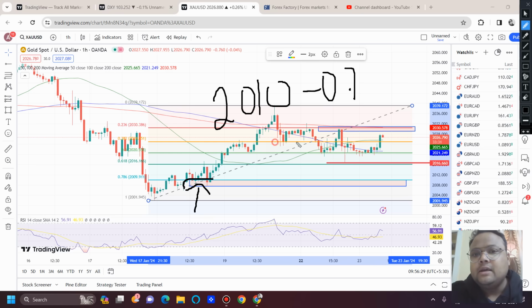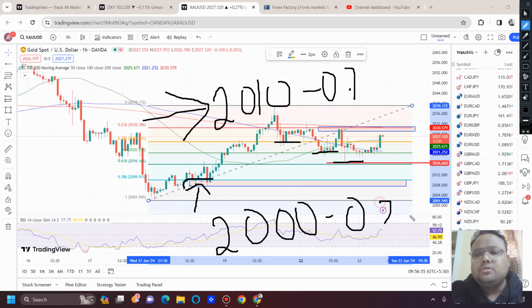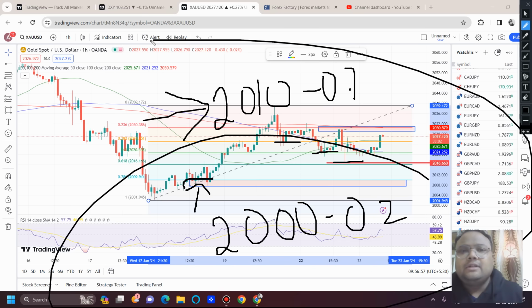Because you can see previously all the Fibo levels have done a very good job, so we can expect the same. So this is the level where we can expect the market to provide some support. 2010 to 2007. And if you ask me, Vilas, which one is a better level, then I'll say 2010 to 2007 is a better level to go for a buy position as a day trader. And ultimately we have support around 2000 to 2002. I don't think the market will be heading towards this level. So let's focus on 2016 and 2010 as of now.